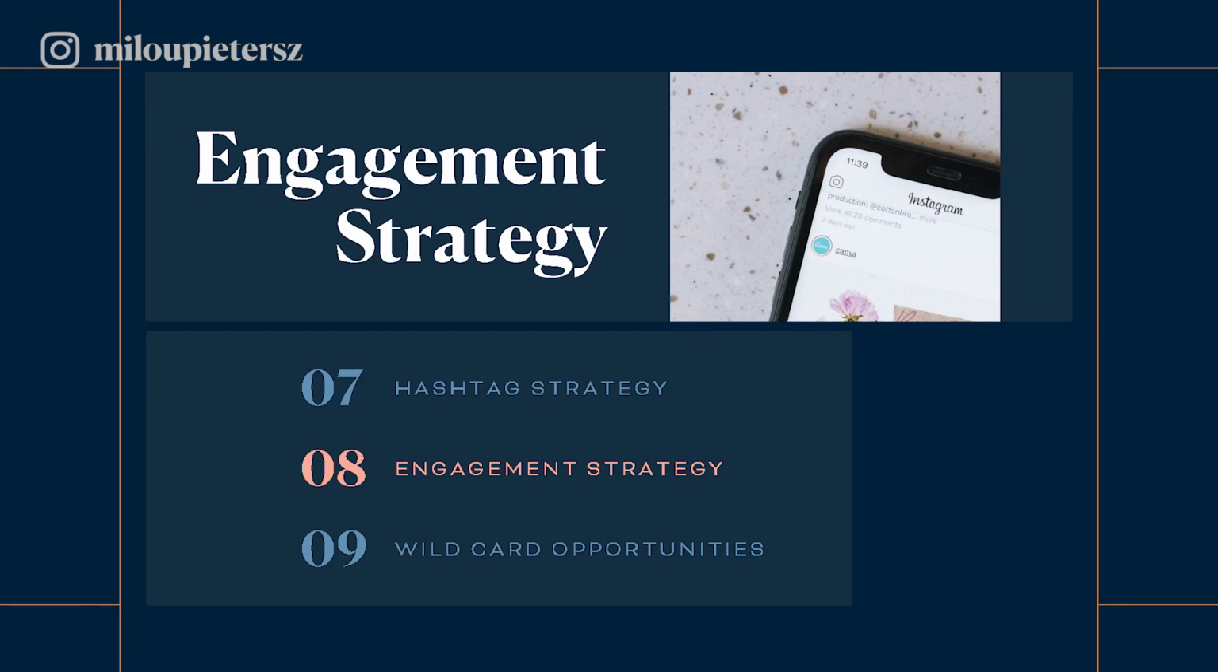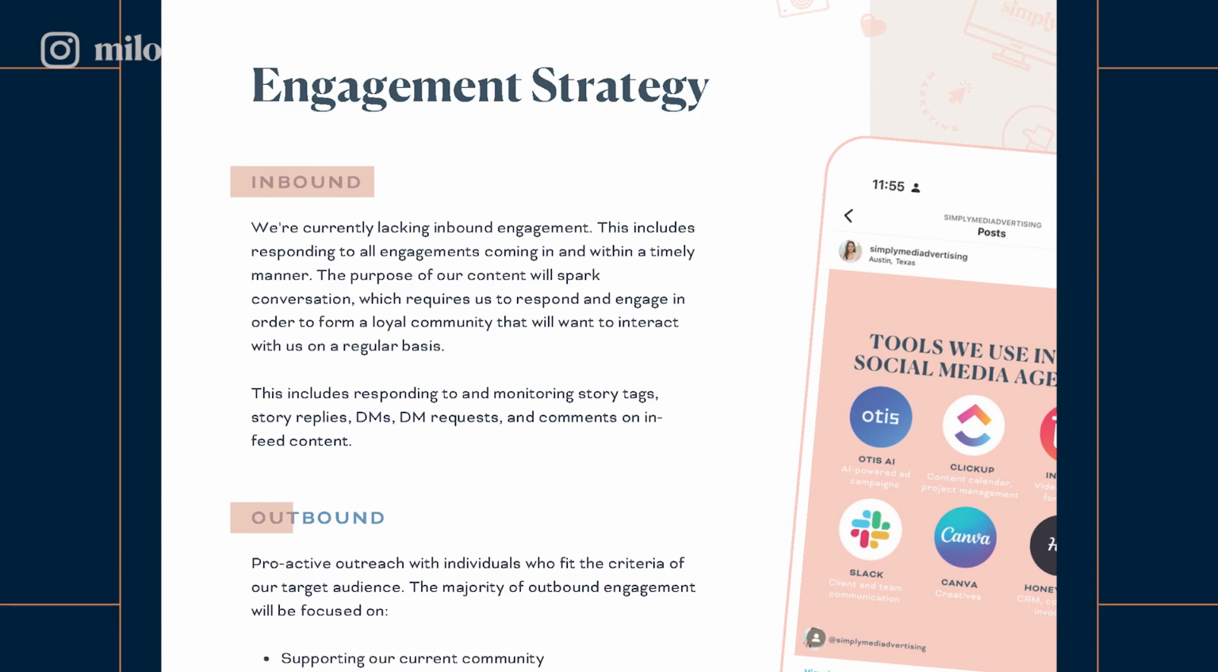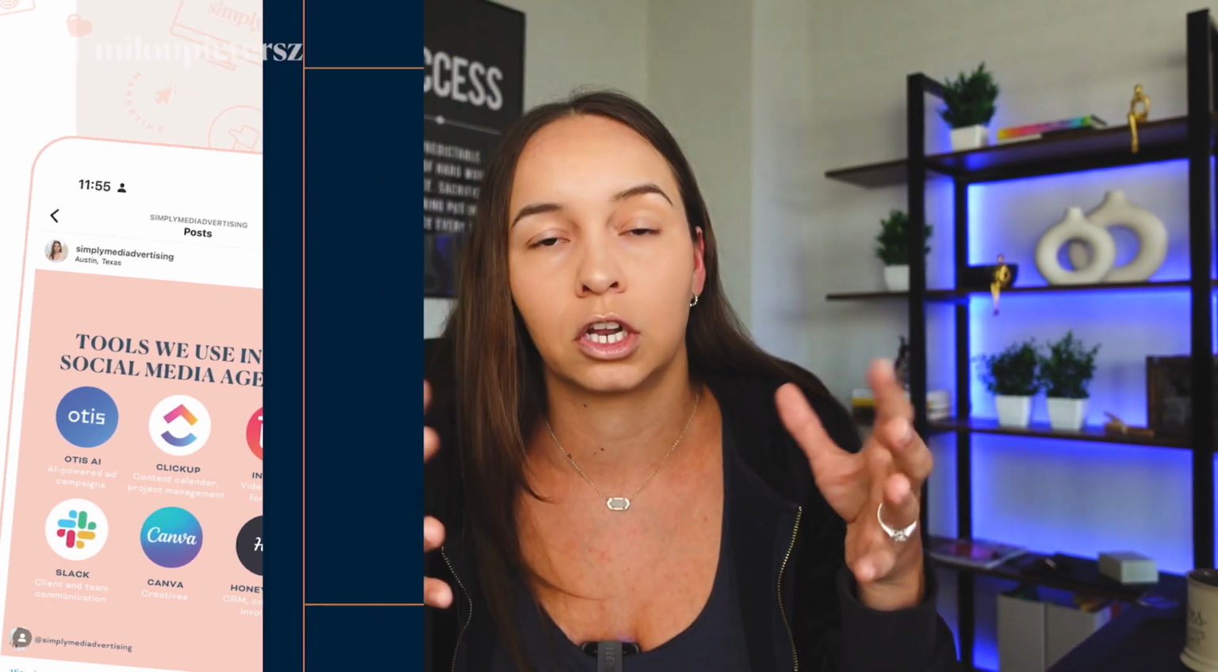Now, the seventh and last thing you want to include in a high-level social media strategy is the engagement effort, your engagement strategy. I like to break this up into two sections, inbound and outbound engagement. I go over this a lot, but inbound is all the engagement coming in. How are we going to respond? How are we going to tackle this? And then outbound engagement, where we go out of our way.